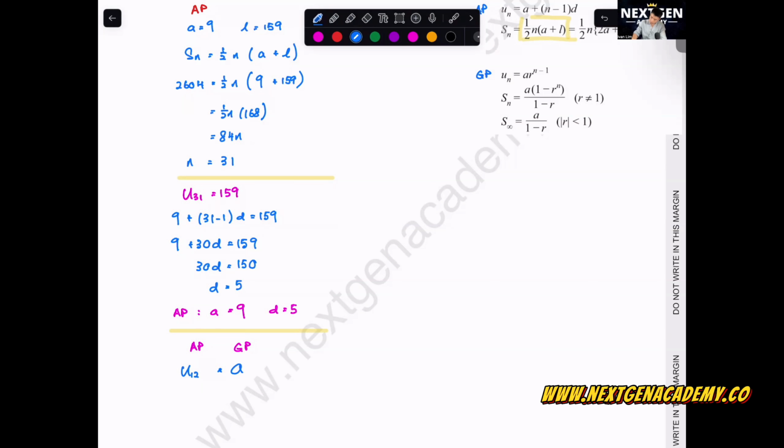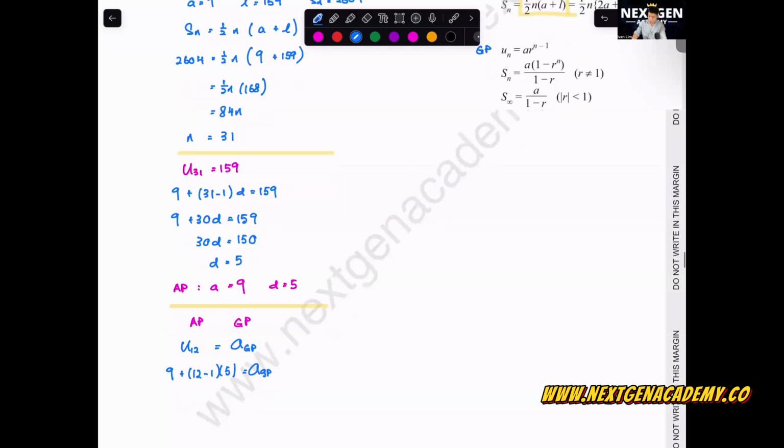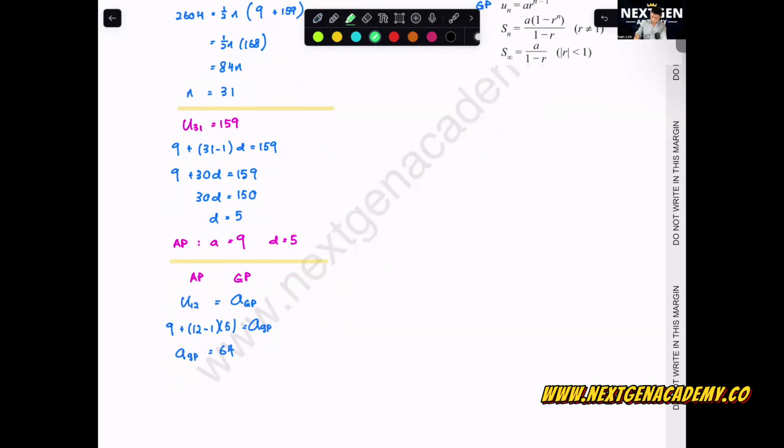The 12th term, how can we write this? We can write A of GP. So A plus (n minus 1)D is equal to the first term of the geometric progression. Go calculate for this one. The A for the geometric progression will be equal to 64. This is the important value that we want. A of GP is 64.